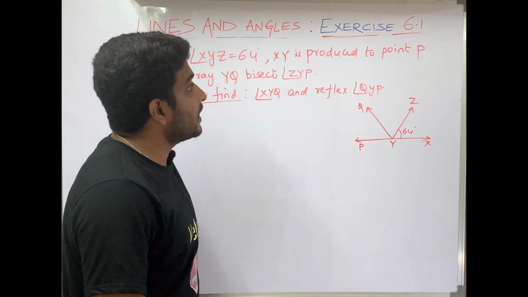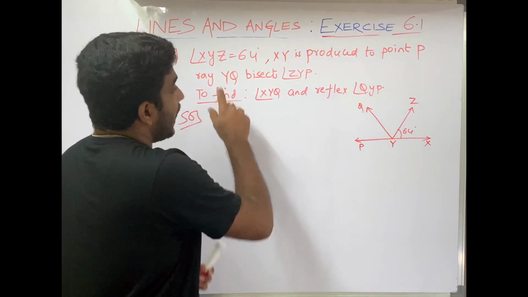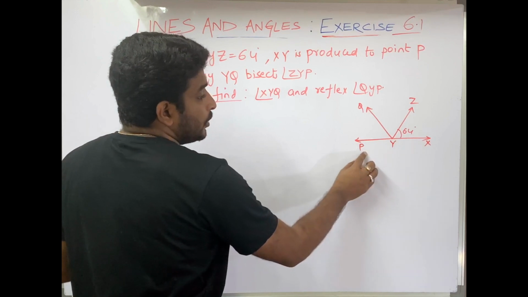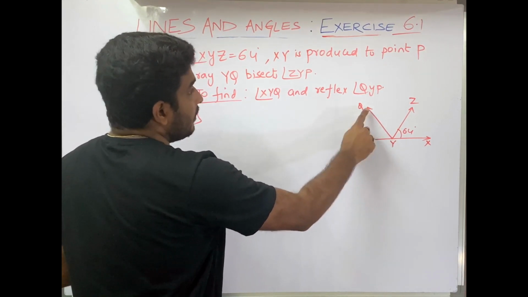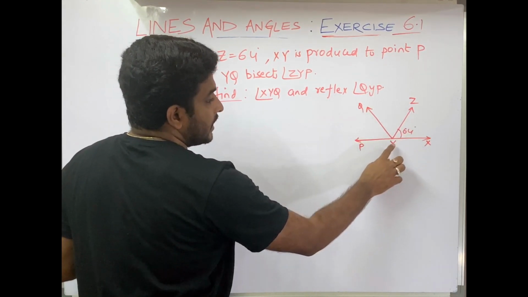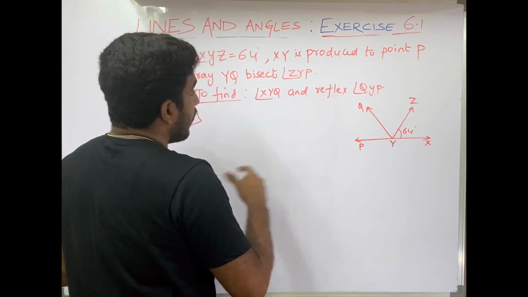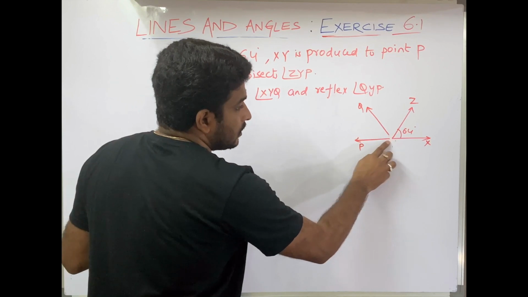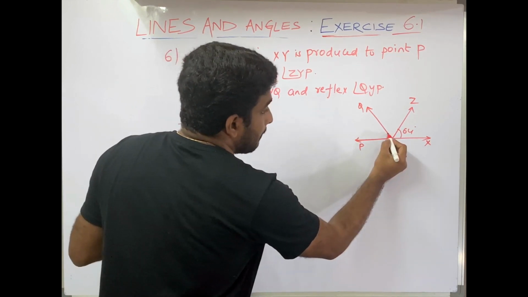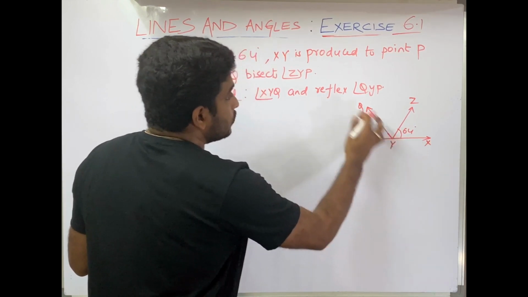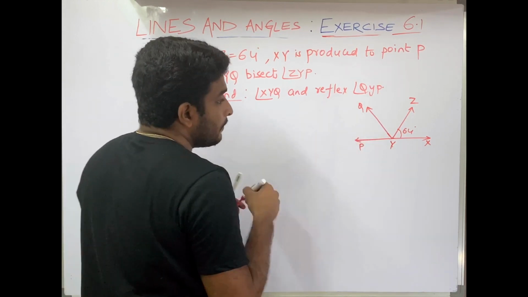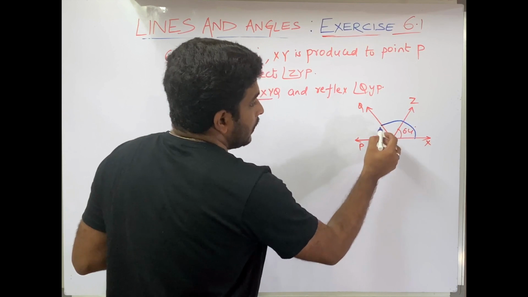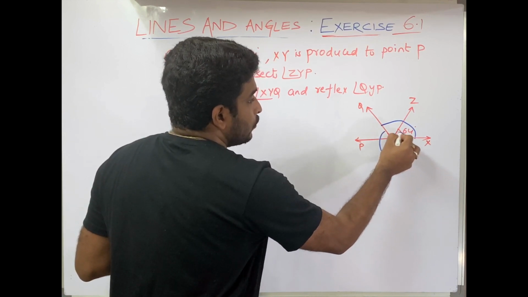The last problem in exercise 6.1 is angle XYZ they gave us 64 degrees. XY is produced to point P. Ray YQ is bisecting angle ZYP. You have to find angle XYQ and reflex of angle QYP.